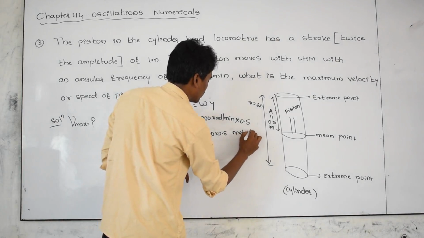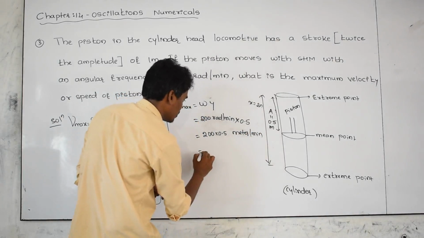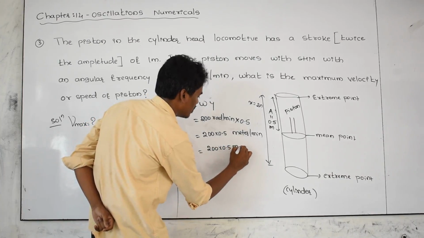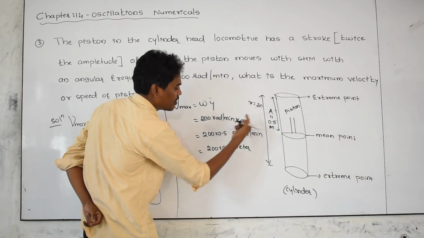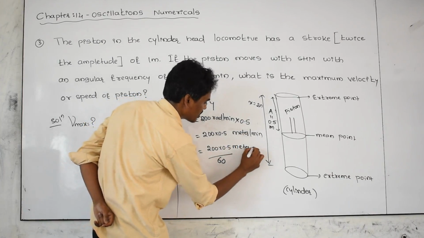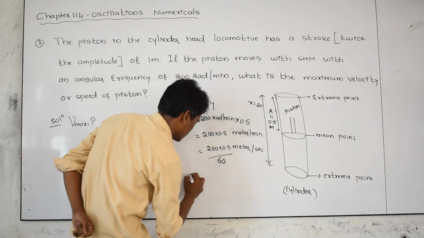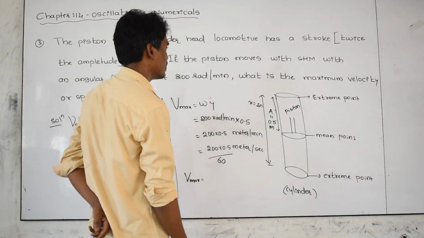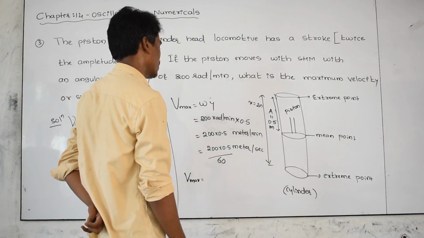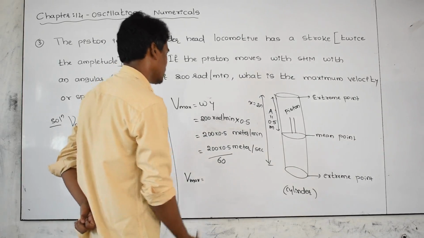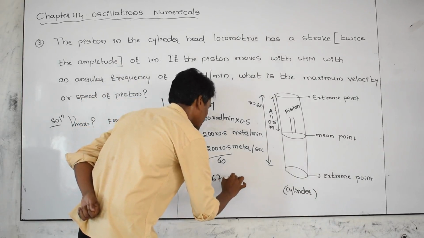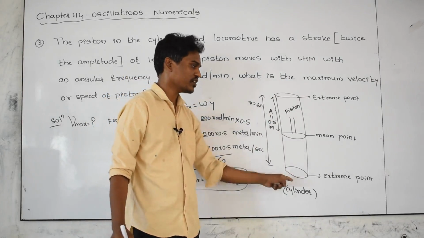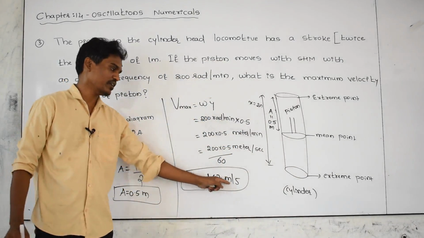Then 200 into 0.5 meter per minute. If you want to convert minute into second, then divide by 60, then it is converted into meter per second. Then check the answer. V max is equal to 200 into 0.5 divided by 60, which is equal to 1.67 meter per second. This is the answer. Whenever the piston is in SHM, its maximum velocity is equal to 1.67 meter per second.